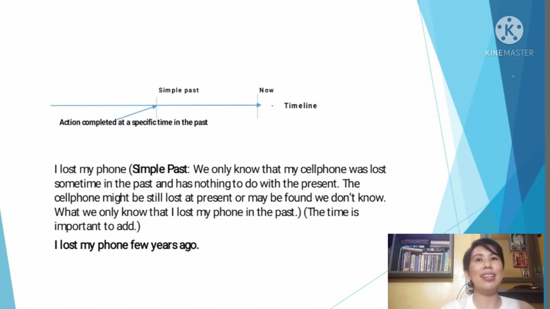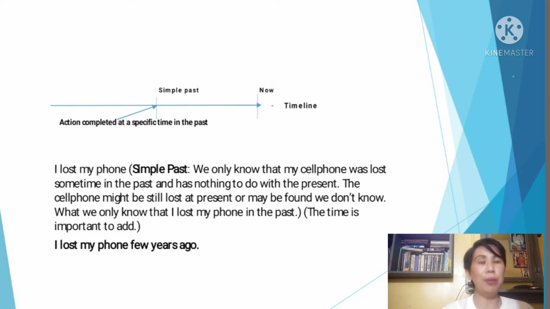And here is the timeline, okay? If you observed, I have divided the timeline into two. We have the simple past, that is in the past. And at the end of the line, I wrote now, which means the present. I pointed an arrow in the simple past, which means an action was completed in the past at a specific time, right? So there's a specific action completed at a specific time in the past.